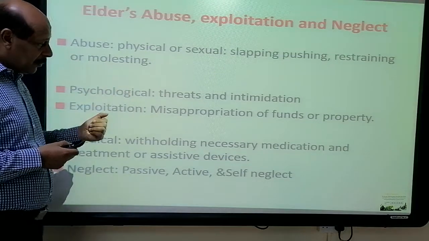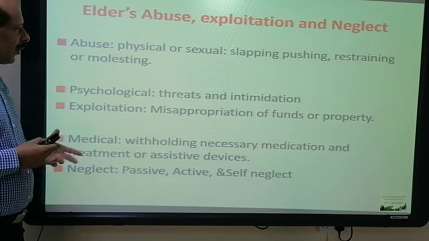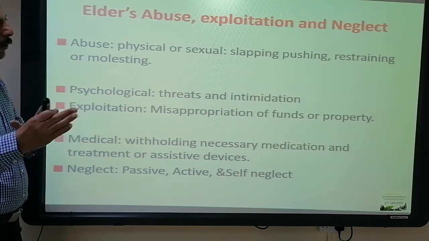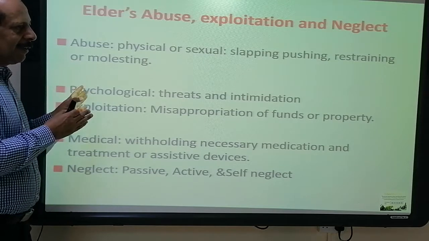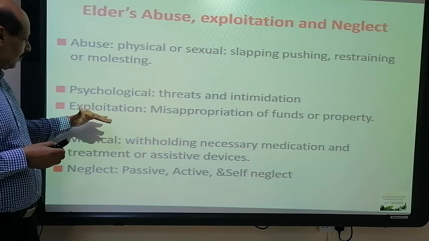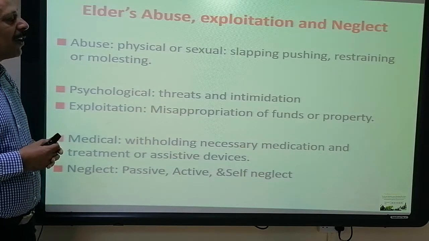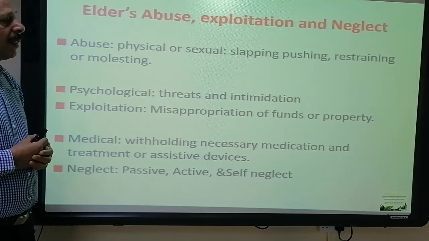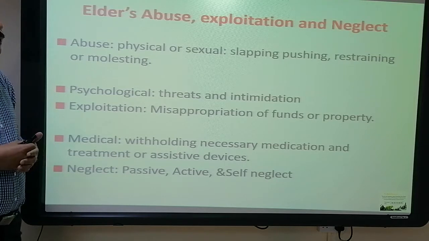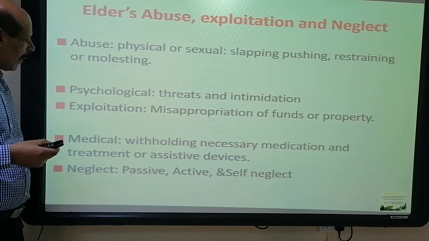Psychological threat and intimidation, so they might threaten them: if you are doing so and so, we will do this. So punishment will be there. Exploitation, so misappropriation of funds or properties. They can sometimes use their properties and misuse them, they can take them from them.